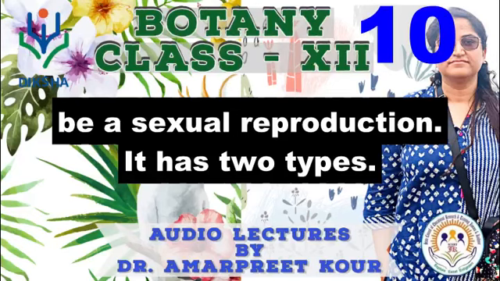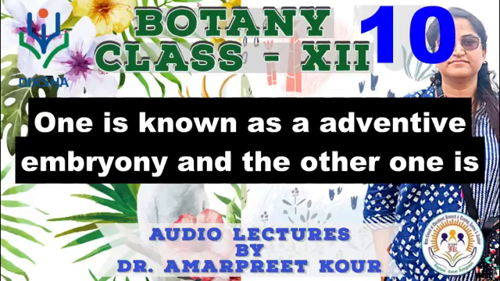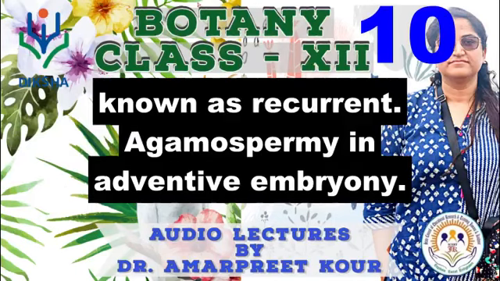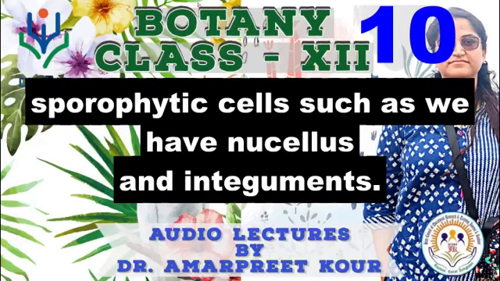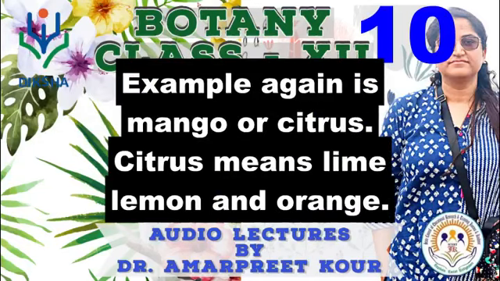It has two types. One is known as adventive embryony and the other is known as recurrent agamospermy. In adventive embryony, the embryo arises from diploid sporophytic cells such as the nucellus and integuments. Example again is mango or citrus. Citrus means lime, lemon, and orange.